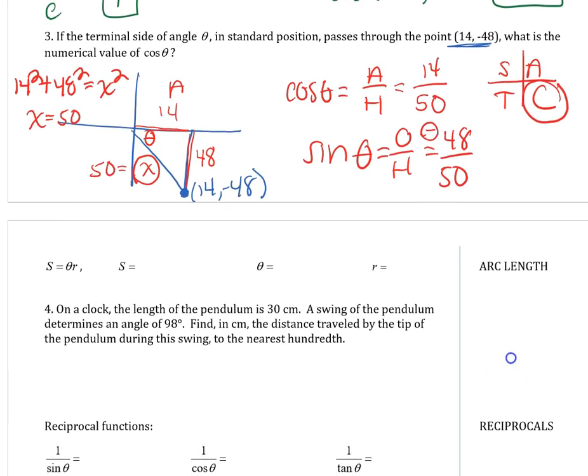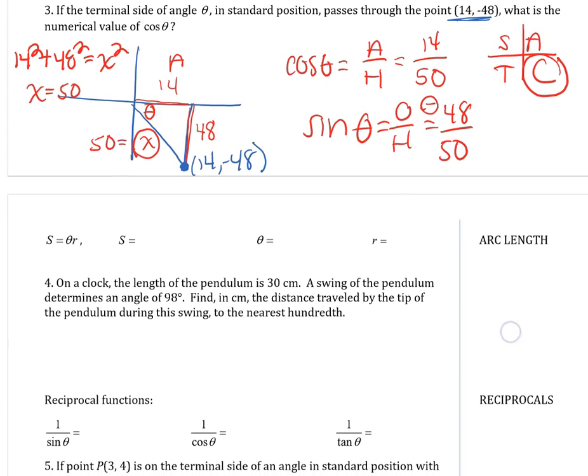Okay, moving on. Something else that may come up is S = θr. This is your arc length formula, where S stands for your arc length, theta is your angle, your central angle, I should say, in radians, and r stands for your radius.